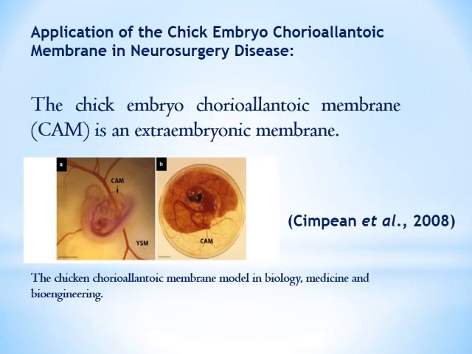Application of the chick chorioallantoic membrane in neurosurgery disease. Firstly, the chick chorioallantoic membrane, abbreviated CAM, is an extra-embryonic membrane and its main function is to exchange gases and nutrients, which is supported by a dense capillary network. This figure shows the chick chorioallantoic membrane in biology, medicine and bioengineering.